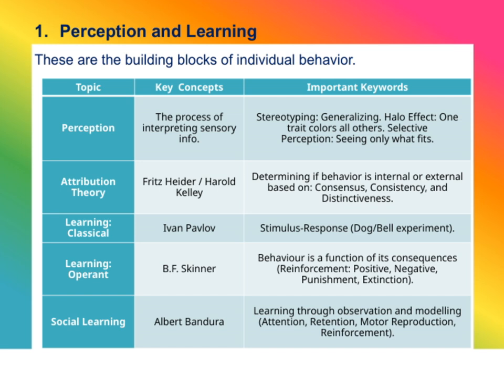It can be influenced by several biases. For example, stereotyping involves making generalizations about people or groups. The halo effect is when a single trait, like attractiveness or competence, influences our overall perception of someone. And selective perception means we tend to notice only what confirms our existing beliefs or expectations.